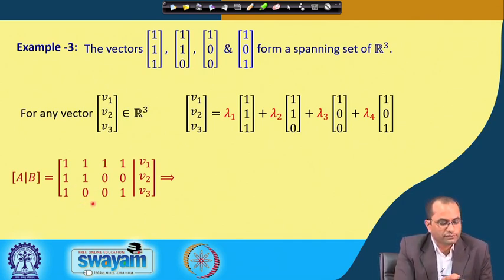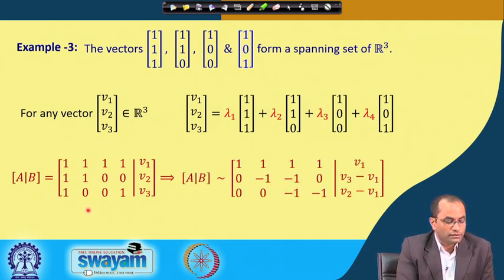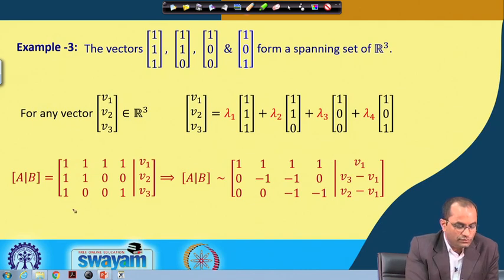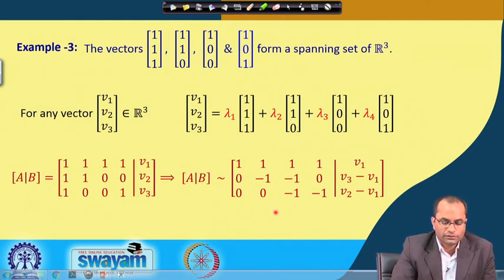Having these 3 equations and 4 unknowns, we will again set up this augmented matrix. Here these columns will be these vectors, 1 1 1, 1 1 0, 1 0 0 and 1 0 1, with the right hand side v1, v2 and v3. This augmented matrix we can reduce to the echelon form, which is very simple again. The first row will remain as it is, v1, and then here we will make it 0, so subtract row 1, this is minus 1 minus 1, and then we have v2 minus v1. Here again we subtract, so we get 0 and v3 minus v1. Now we can exchange these 2 rows, and eventually we get this row reduced form.